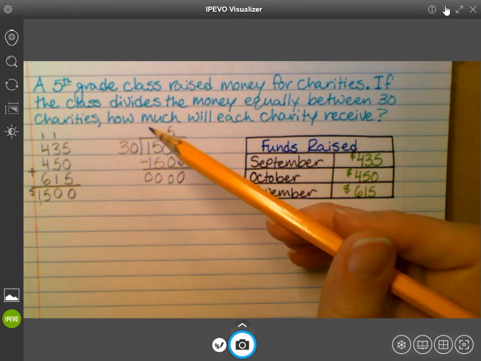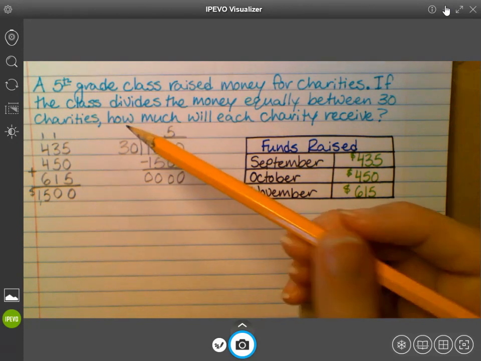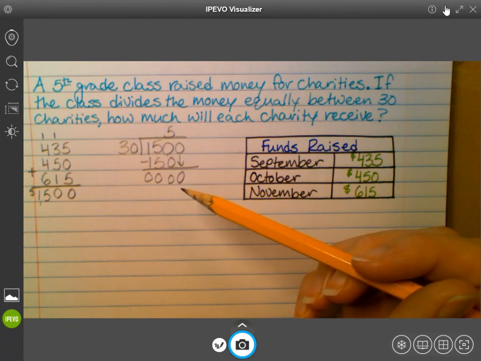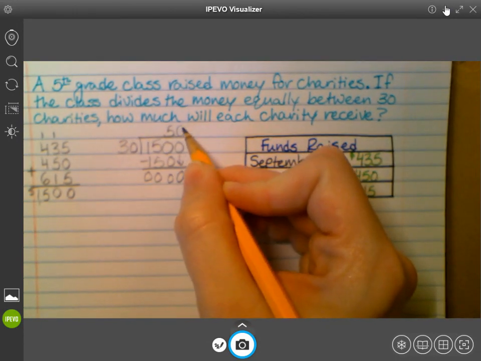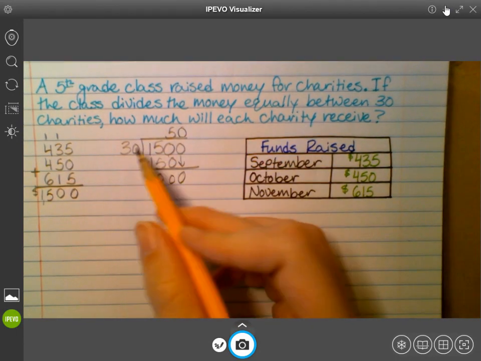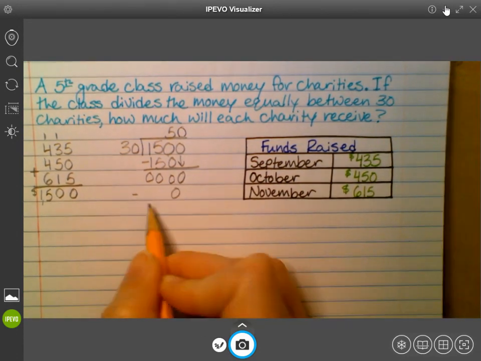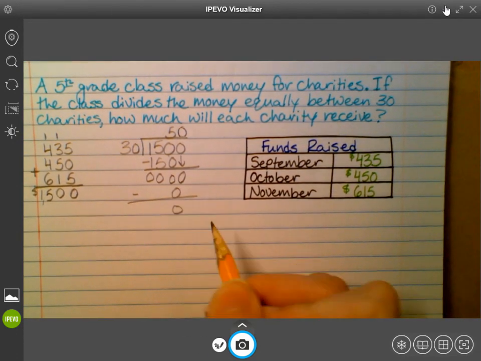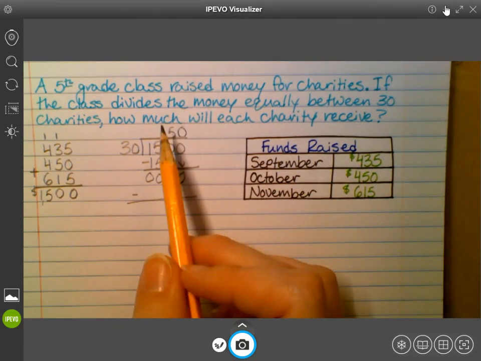That means you need to ask how many times your divisor goes into 0. How many times does 30 go into 0, you guys? 0. So we need to put a 0 in that space. 30 times 0 is 0. So then we would subtract 0 from 0 and get 0 as a remainder. So 50 is my answer.